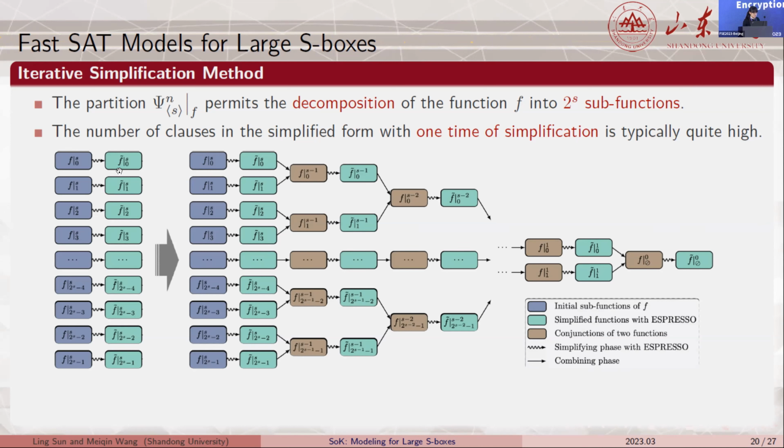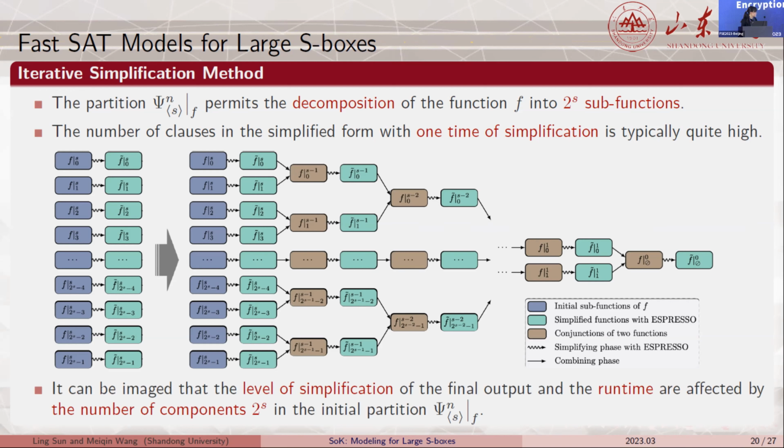we find that the number of clauses in the simplified form is typically quite high. So we come up with an iterative simplification method. After applying Espresso one time, we combine the simplified functions in pairs and reapply Espresso once again. This simplify-and-combine procedure is repeated until we find the final output.